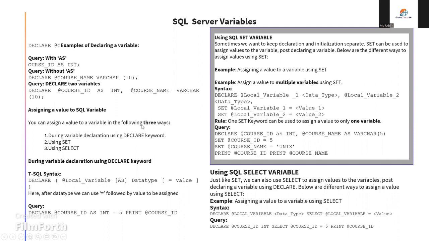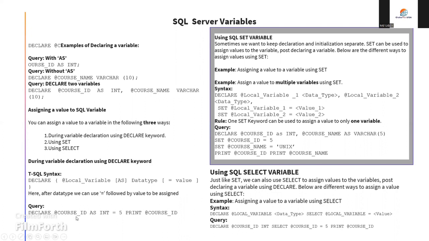Then you can assign a value to the variable in 3 ways: during variable declaration using the DECLARE keyword, or you can use SET, or you can use the SELECT command. The 3 ways you can assign these variables are the DECLARE command, SET command, and SELECT command. So here we are going to go with these commands. DECLARE local variable AS data type equal to value, and then I'm writing the query right here. After the data type, we can use equal followed by the value to be assigned. So equal whatever value we are going to use.